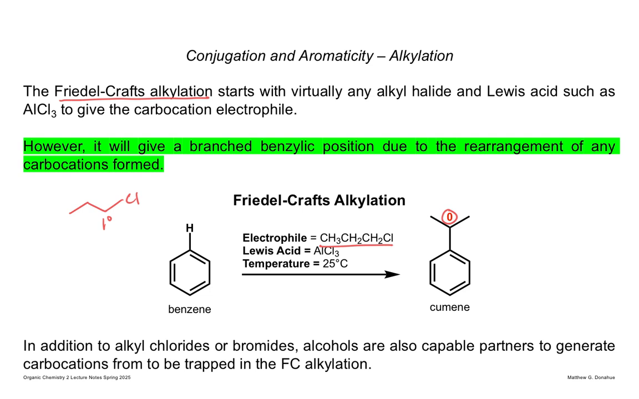So the issue with the alkylation reaction is that because you're going through an electrophilic intermediate, so a positively charged carbon, carbocations rearrange. So that's essentially what's happening. Even though you start with a primary chloride, the reactive intermediate is a secondary carbocation because it rearranges. And the consequence of that now is the side chain is branched.